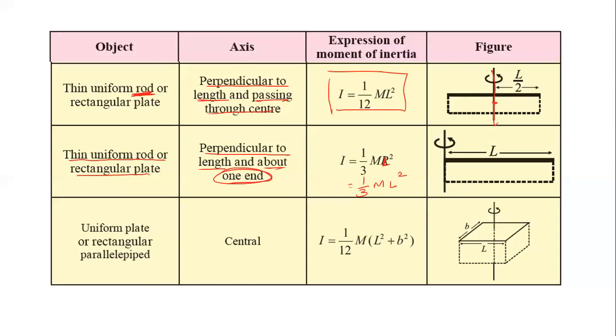Now next one is uniform plate or rectangular parallelepiped, and the axis is a central axis passing through center. So here length and breadth and mass are given, then 1 by 12 m (l square plus b square). This is the moment of inertia.